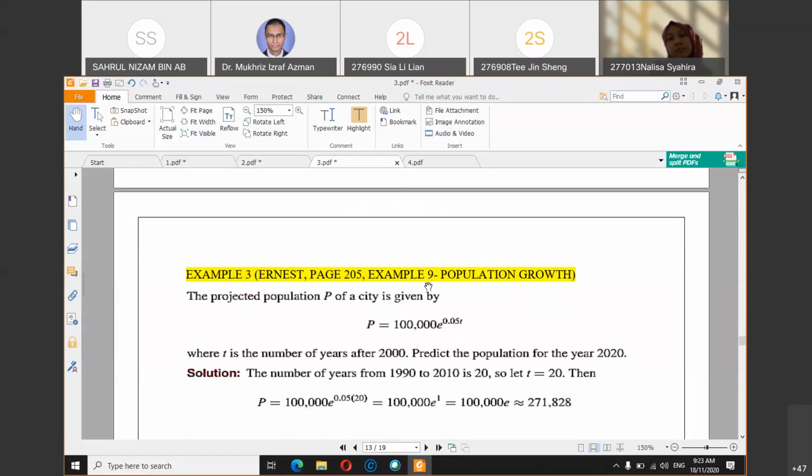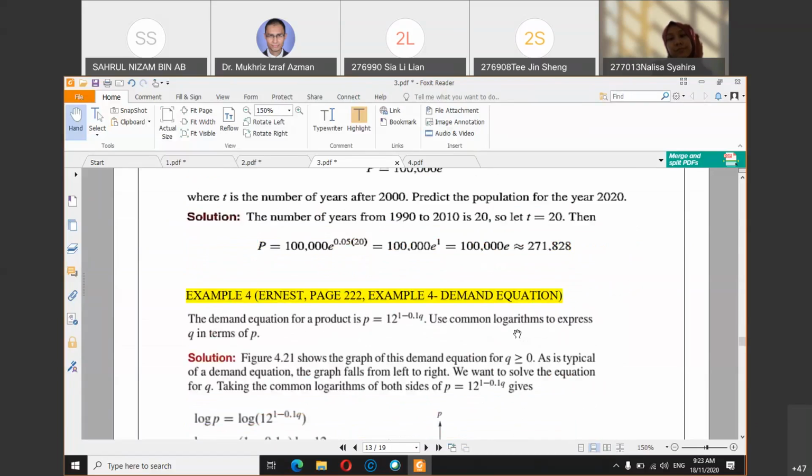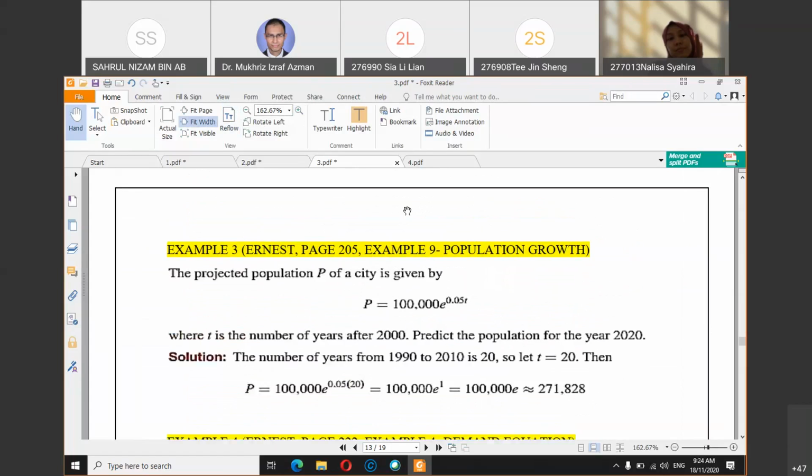Okay, so can you, Sharul, explain this last one, example 3 here. The projected population P of a city is given. This is the function, the equation, where T is the number of years after 2000.